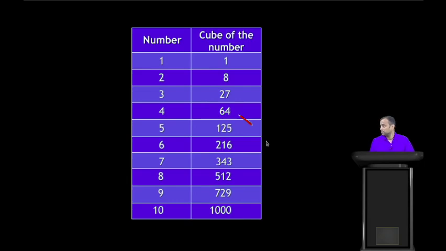So let's start. This is a table. I think you all have already learned this up to 10. There are numbers and their cubes: 1 cube is 1, 2 cube is 8, 4 cube is 64, 5 cube is 125. These numbers are called perfect cubes.